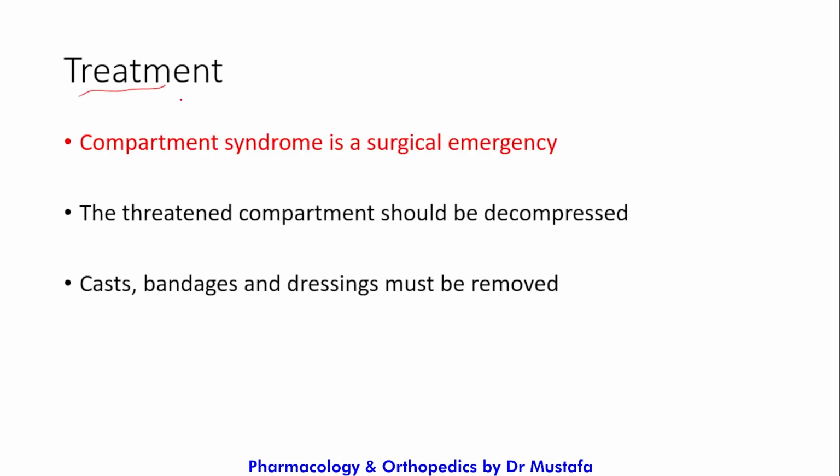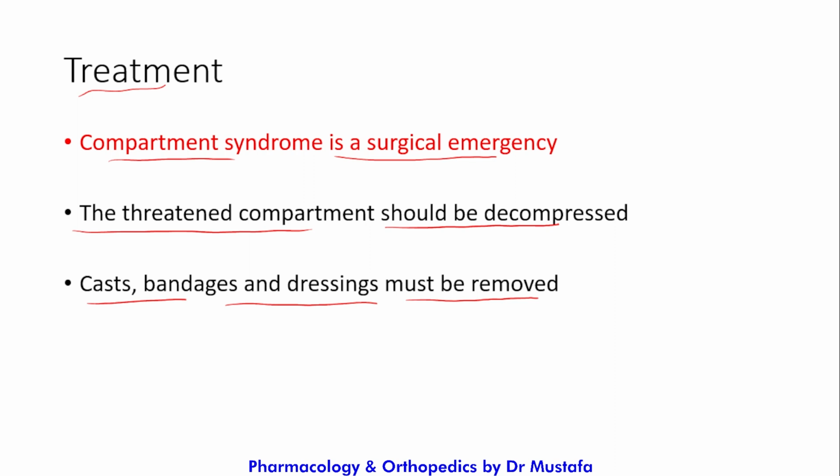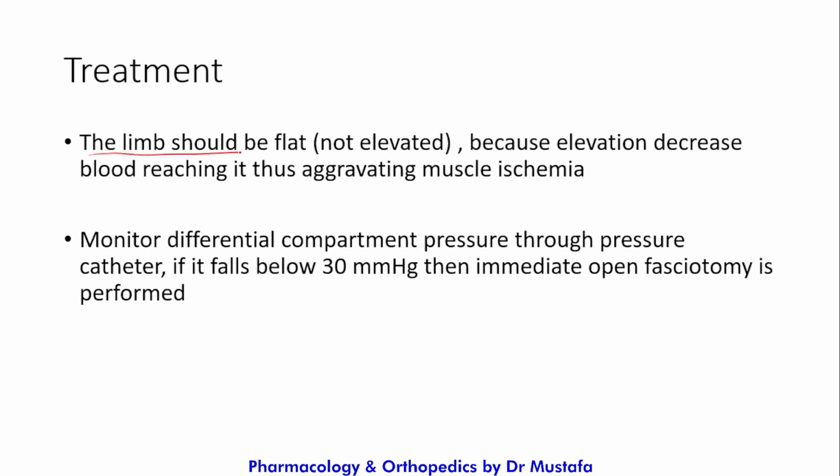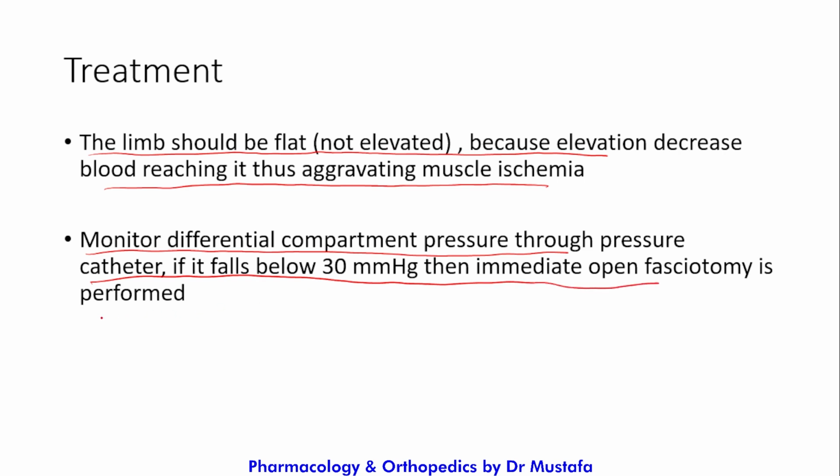Now for the treatment, compartment syndrome is a surgical emergency. The threatened compartment should be decompressed and the casts, bandages, and dressings must be removed to allow the limb to swell. The limb should be flat, not elevated, because elevation decreases blood reaching it, thus aggravating the muscle ischemia. So keep the limb flat and monitor differential compartment pressure through the pressure cath, and if it falls below 30, then immediate open fasciotomy is performed.